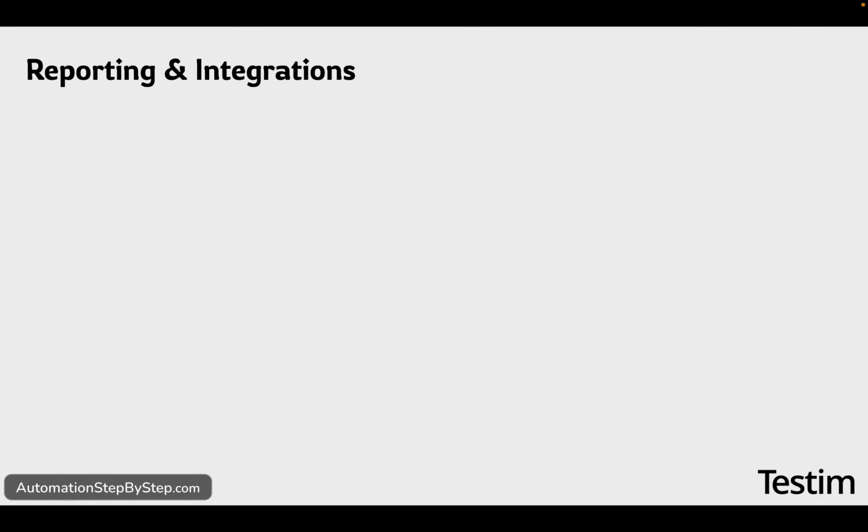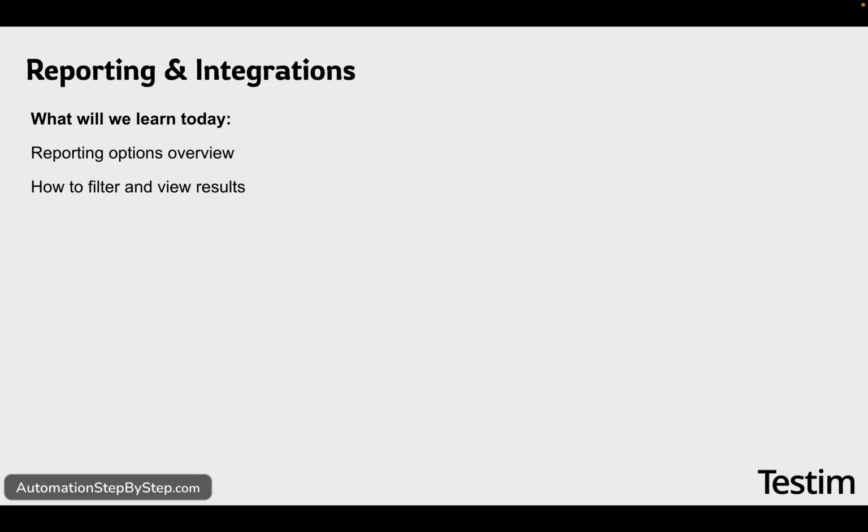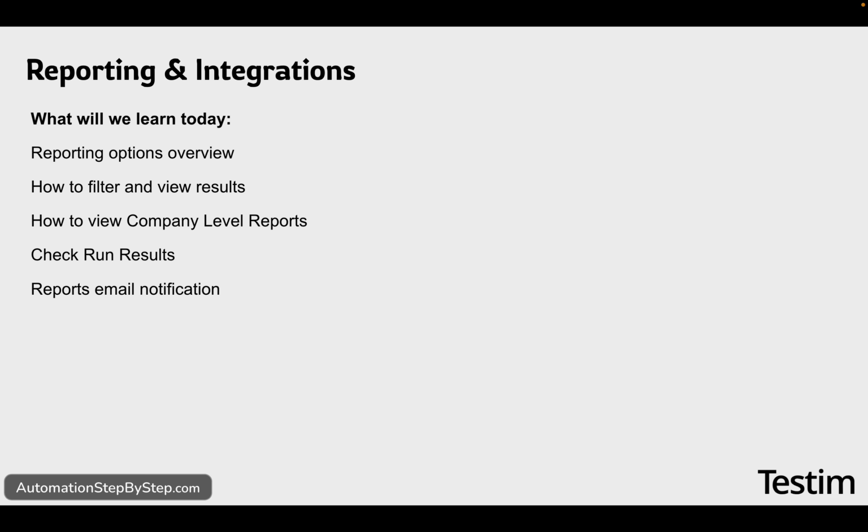In this session we are going to learn about reporting and integrations, and we will see the different reporting options in Testim. We will learn how to filter and view results, how to view company level reports, how to check the run results, how can we set email notifications to send our reports via email. We will also see the different integration platforms available for Testim, and then we will see a demo for Slack integration. This is going to be very easy and very interesting.